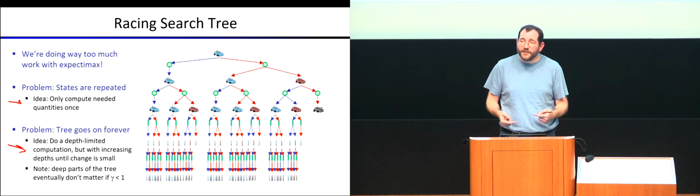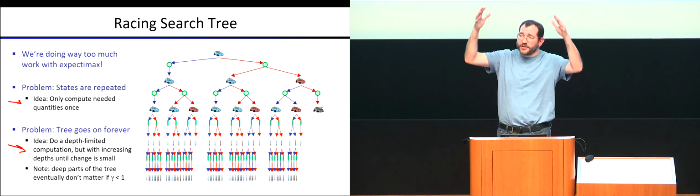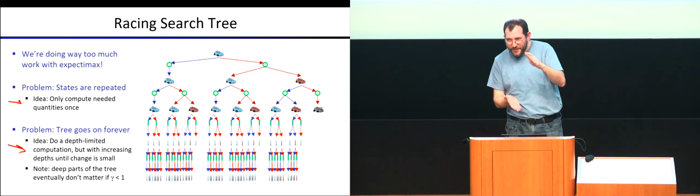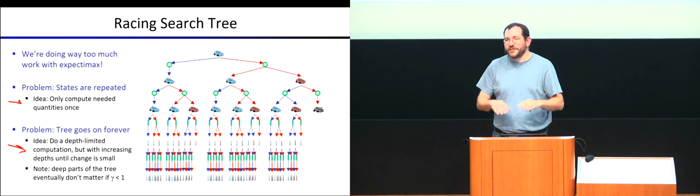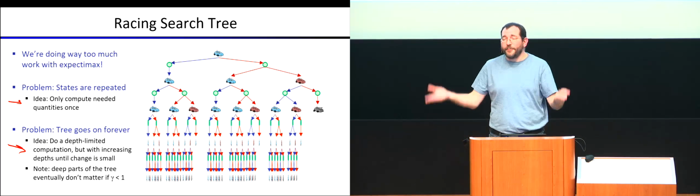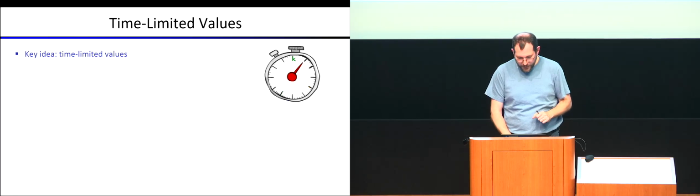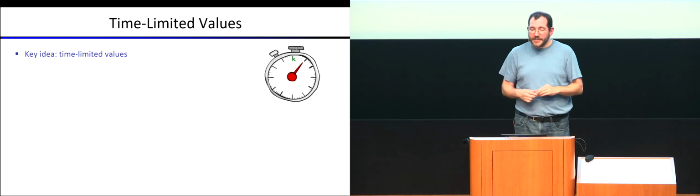But the algorithm we have works the other direction. Rather than starting at the top, doing things recursively, caching as we go, and trying to depth limit as we go, the algorithm we're going to have is going to start at the bottom and work our way upward until we decide that the tree is deep enough.